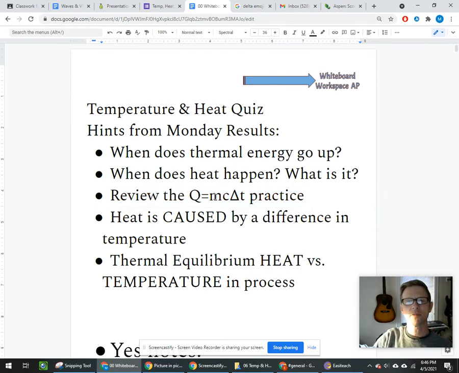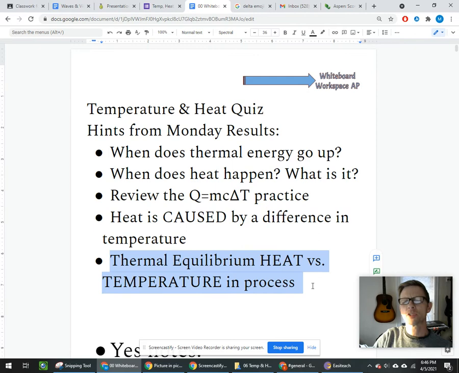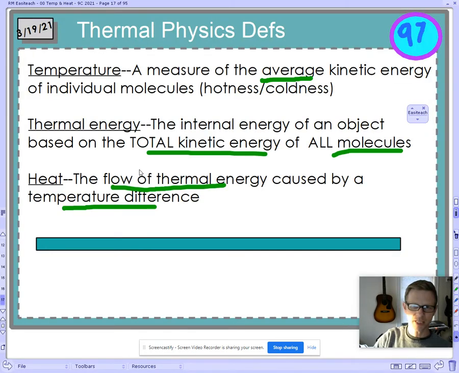So if you're given the mass and the change in temperature, or the information to find the change in temperature, then what you want to do is look up the specific heat, multiply by the mass, and use the equation. Q is the heat. Remember that Q is the heat. Heat is a flow. Keep repeating that to yourself. Heat is a flow, but it's caused by a temperature difference. Thermal equilibrium, I'm going to talk about that process. Let's go over the notes again really quick.